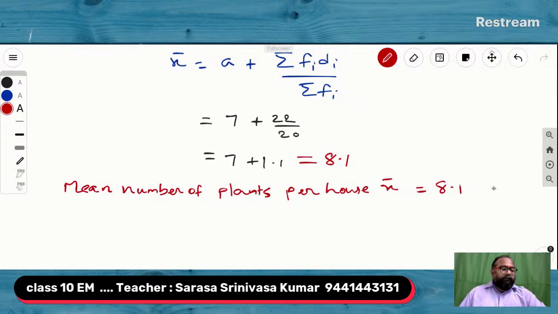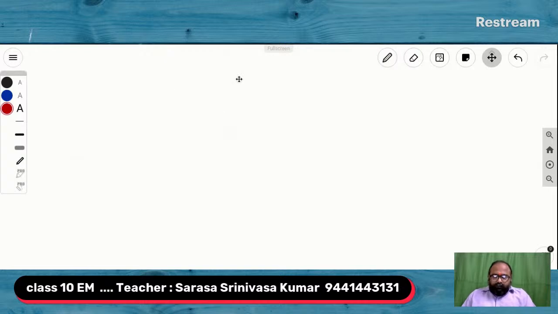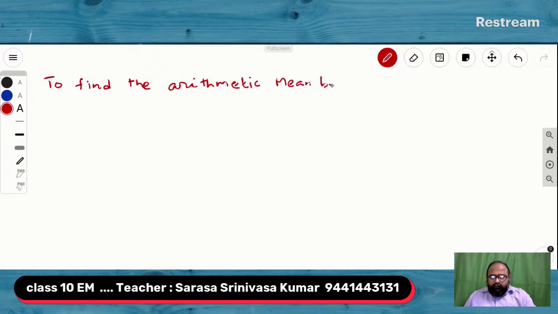Now we solve the problem by step deviation method. The same problem is solved by three methods to find the arithmetic mean by step deviation method.